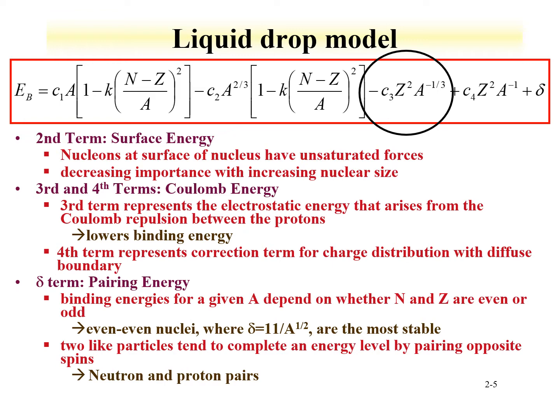And then the final term is a pairing energy term. This takes into account some of the trends that are seen, that the binding energies for a given A will depend upon whether the N and Z are even or odd. If it's an even nucleus, they tend to be the most stable. So this is a term that's used. And two like particles tend to complete an energy level by pairing in opposite spins. So neutron and proton pairs, that's where some of that pairing information comes in.